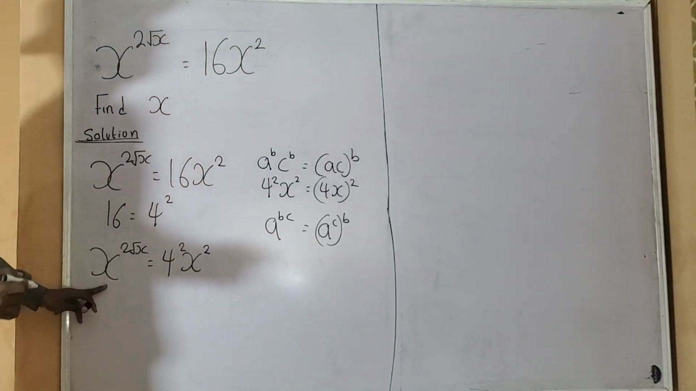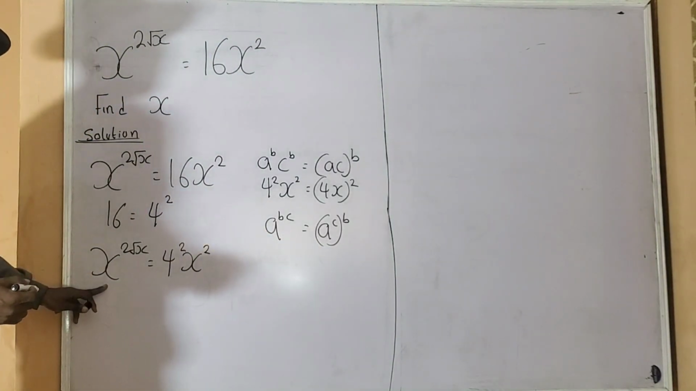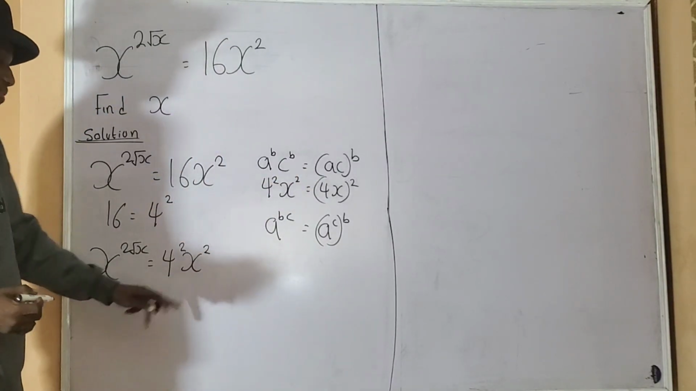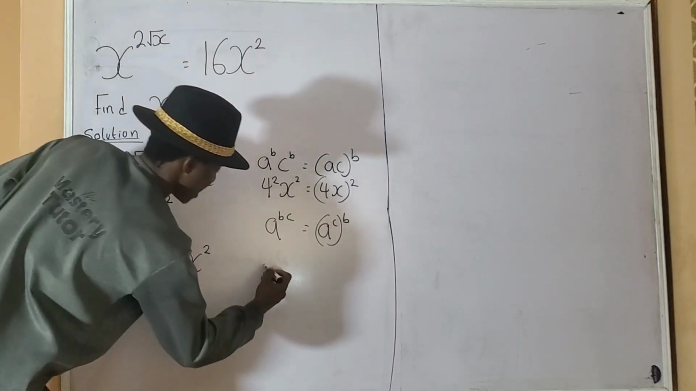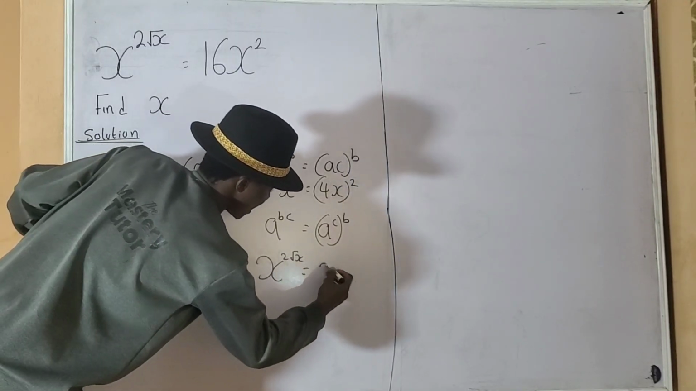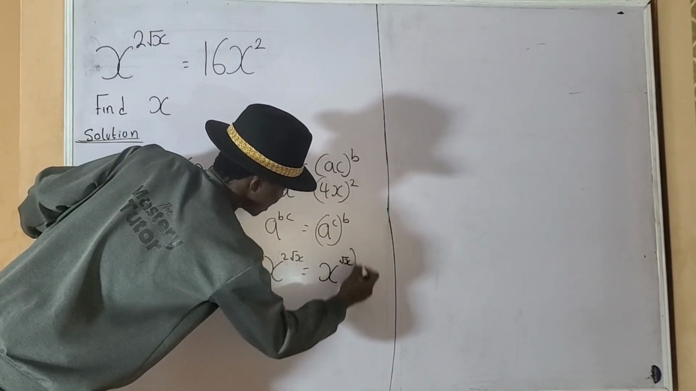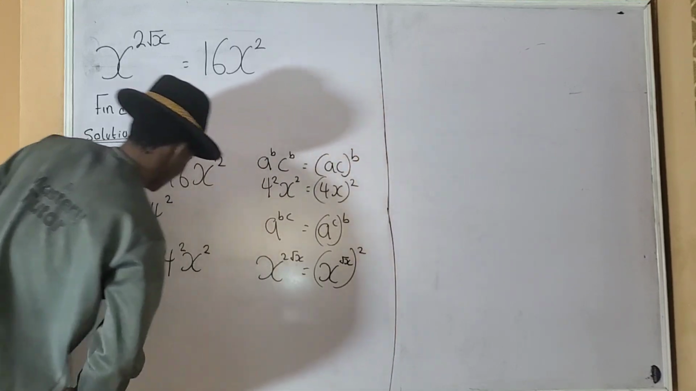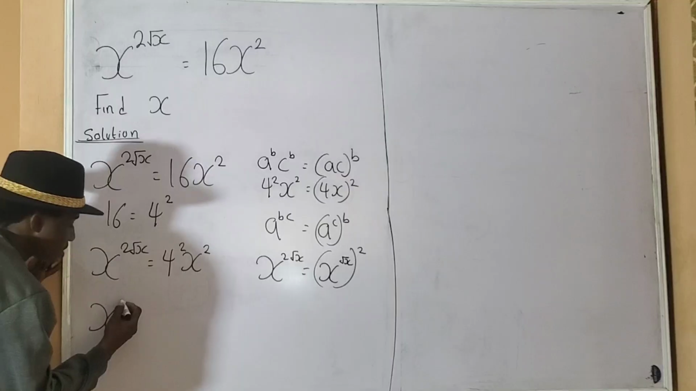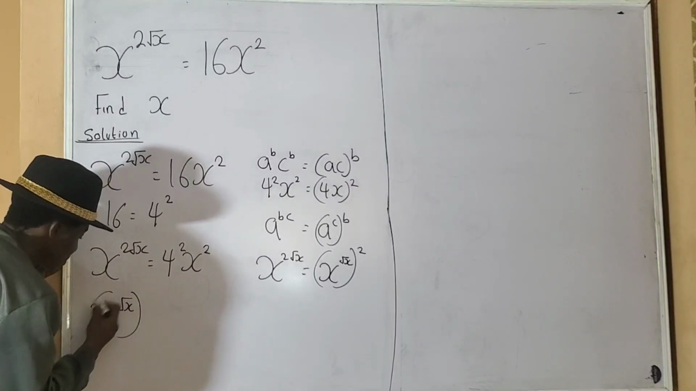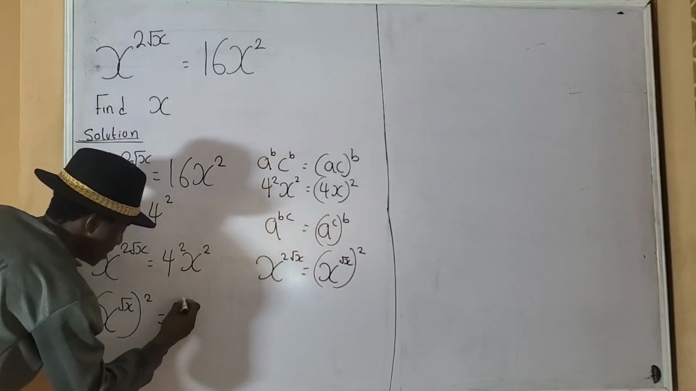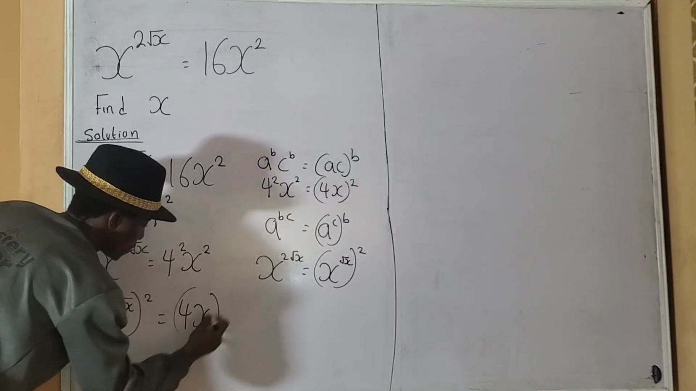I'm going to use it at the left-hand side of this equation. Also, I'm going to use this law at the right-hand side of the equation. So that means if I have x raised to the power of 2 root x, this can be written as x raised to the power of root x raised to the power of 2, right? So I'm going to replace this as this. x raised to the power of root x raised to the power of 2 equals to, okay, replace this as this, 4x raised to the power of 2.